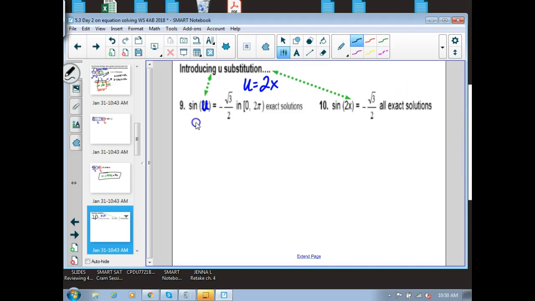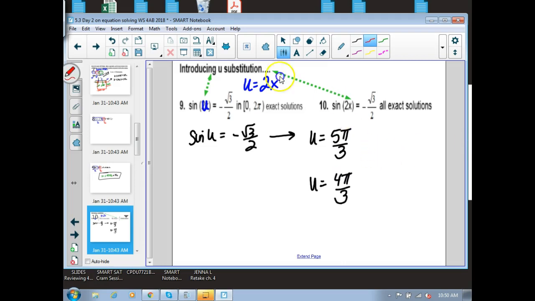So the sine of some mystery angle u is negative square root of 3 over 2. Normally we find the one rotation solutions first and then we talk about all rotations, which we're kind of going to do. Look at your unit circle and tell me where the sine function comes out to negative square root of 3 over 2. At 5 pi over 3 and 4 pi over 3. Good.